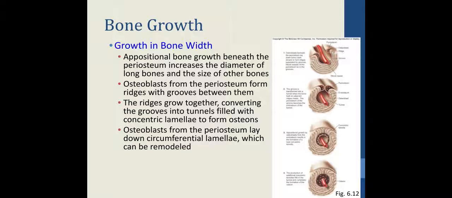So bone growth in width, that's that appositional growth, and that's happening under the periosteum. And basically you're just laying down this bone tissue to increase the width or the diameter of the bones. So the osteoblasts that are in the periosteum make these ridges with grooves. The ridges will grow together. Those grooves and ridges are going to be the tunnels that get filled with the lamellae, and that is what forms the osteons. We know that nice ringed little pattern. And then osteoblasts in that periosteum are going to make that circumferential lamellae, which we can remodel, we can redo.